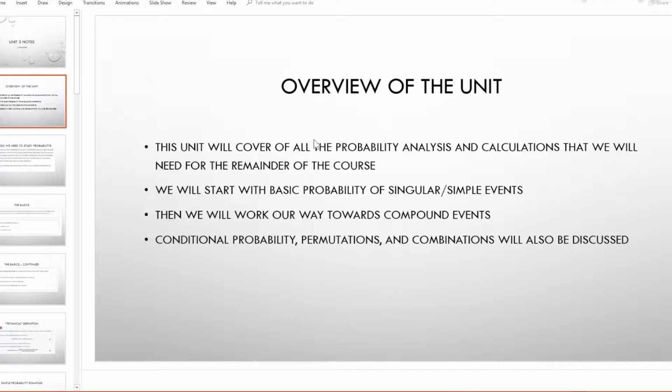Again, singular or simple events. So the word simple in statistics and probability does not mean it's less challenging or it's easy. It just means a singular, one-time thing, meaning there's only one event that's occurring. So we're flipping a coin or rolling a dice or pulling a card from a deck. There's not more than one thing going on. This will help us build into what's known as a compound event, meaning more than one occurrence.